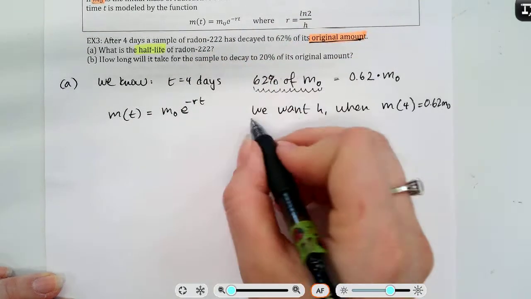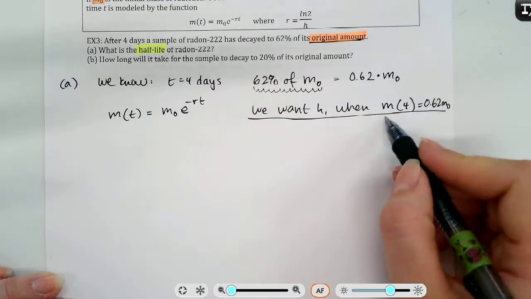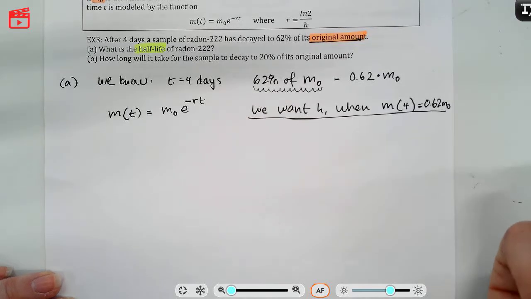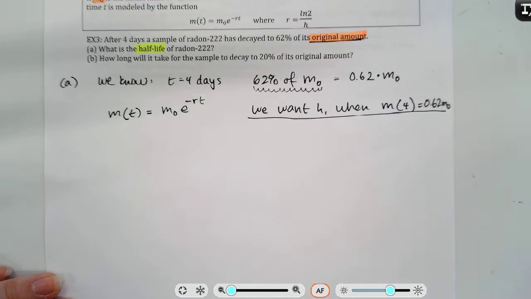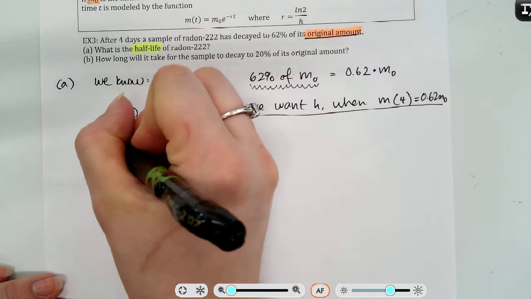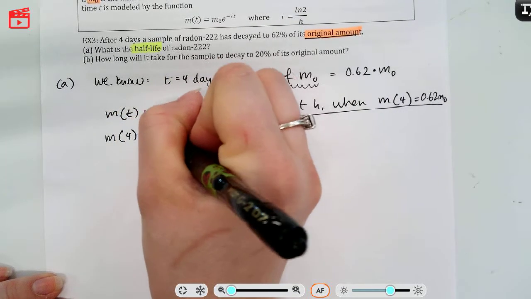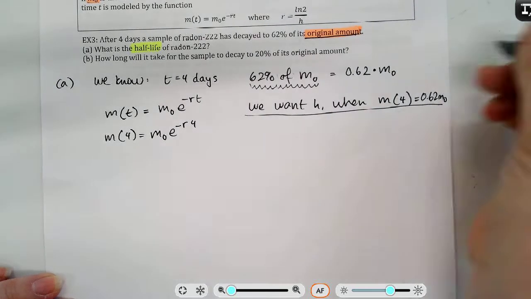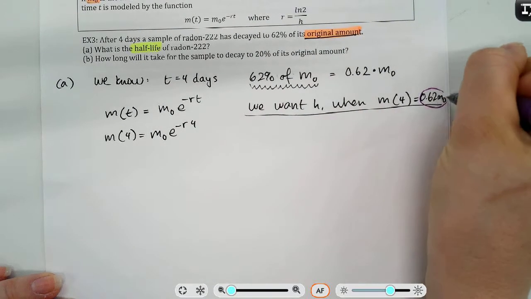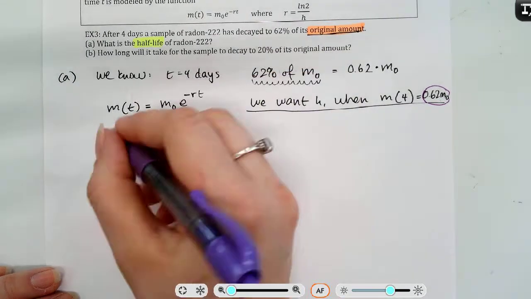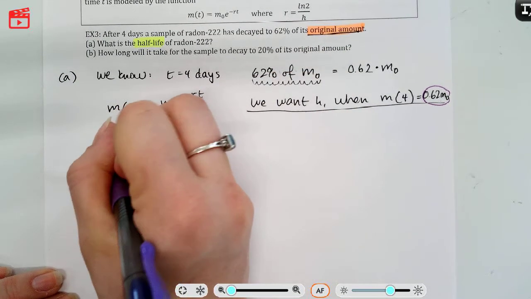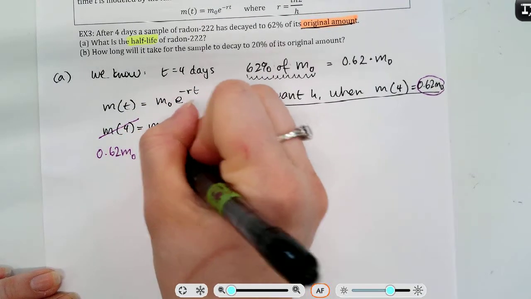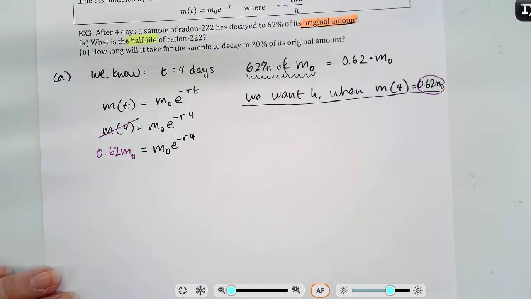So what do we want? We want h, the half-life, when we know that m of 4 is 0.62% of the original, or initial, mass. Well, if I plug in m of 4, that's going to be m sub 0 e to the negative r times 4. And we know that m of 4 is equal to 0.62 m sub 0. So we're going to substitute in 0.62 m sub 0 equal to m sub 0 e to the negative r4.